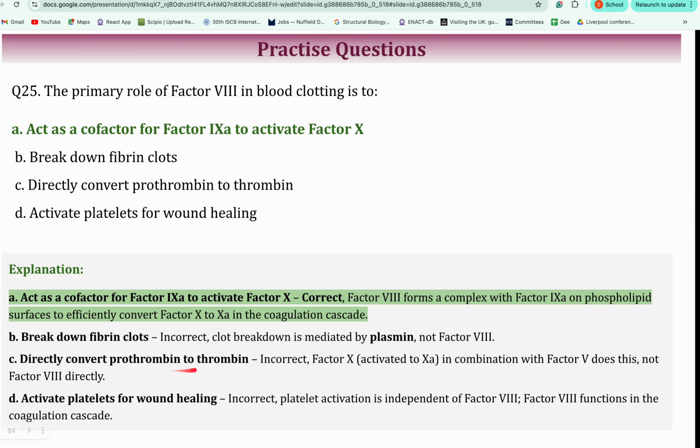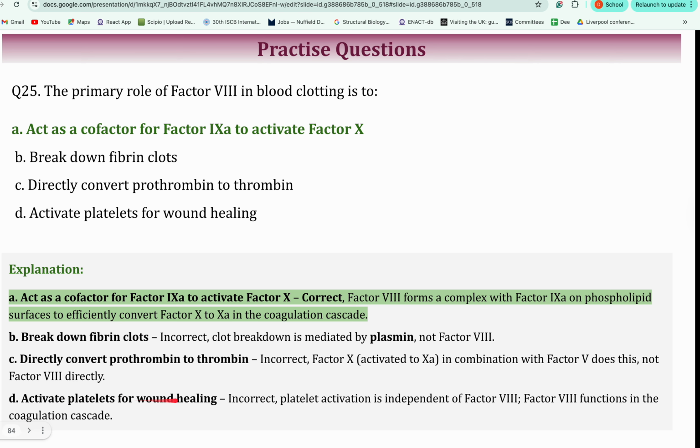Next was directly convert prothrombin to thrombin. So this is incorrect because factor 9 is activated to factor 9A in combination with factor 5, and not by factor 8 directly. So factor 9A and factor 5 leads to this direct conversion of prothrombin to thrombin.